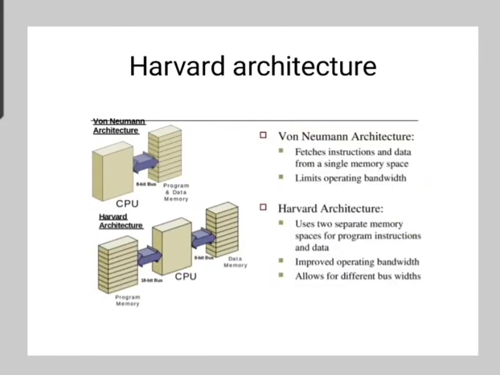So the Harvard architecture and the von Neumann architecture. The diagrams for these two architectures are shown here. Von Neumann architecture fetches the instruction and data from a single memory space and limits operating bandwidth. Harvard architecture uses two separate memory spaces for program instruction and data, and improved operating bandwidth allows for a different bus width.